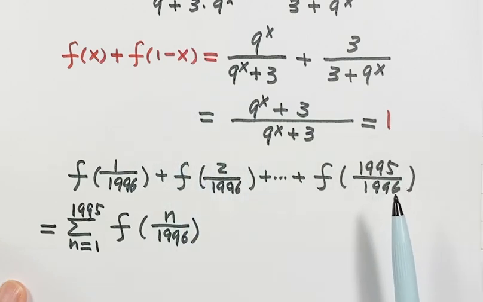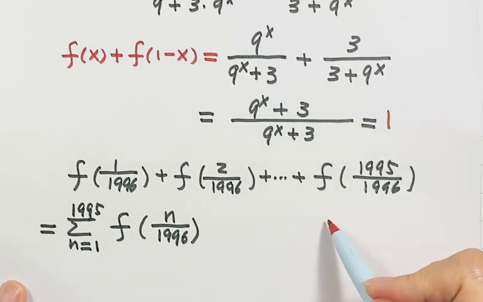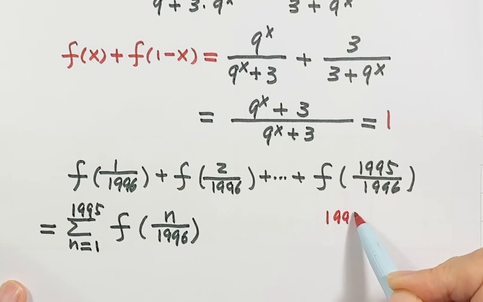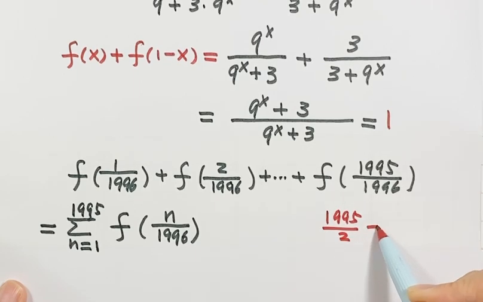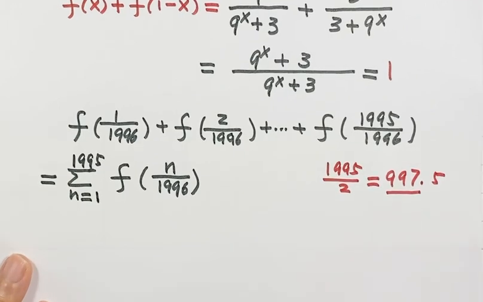We're going to do the pairing. That means we combine the first term with the last, then the second with the second from the last, and keep going. Because 1995 is our number, there's one term in the middle by itself. 1995 divided by 2 is 997.5, so there are 997 pairs and one by itself. So we do the pairing this way.